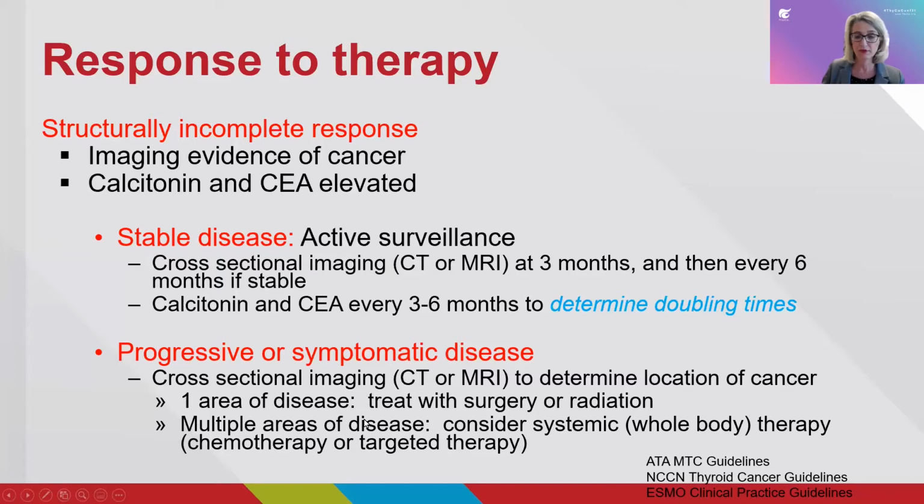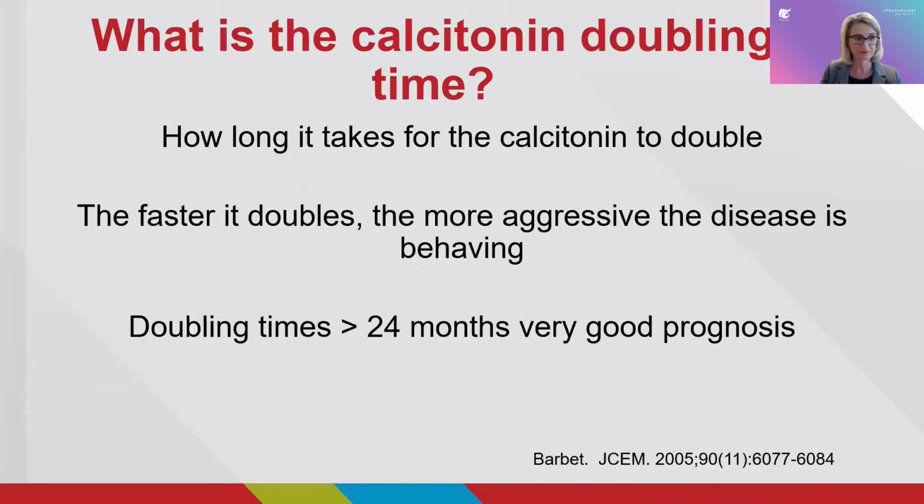If there's multiple areas of disease and they can't be treated with surgery or radiation all at one time, that's when you consider what we call systemic or basically whole body therapy, like chemotherapy or targeted therapy, because that would then treat multiple spots all at the same time.